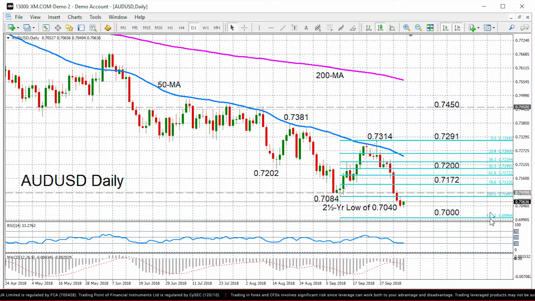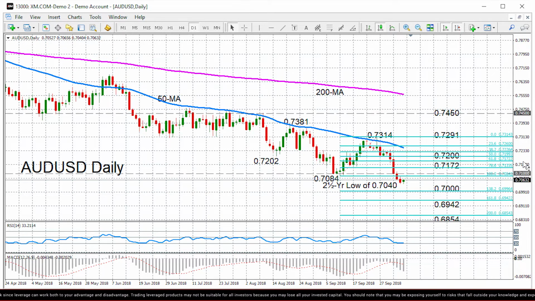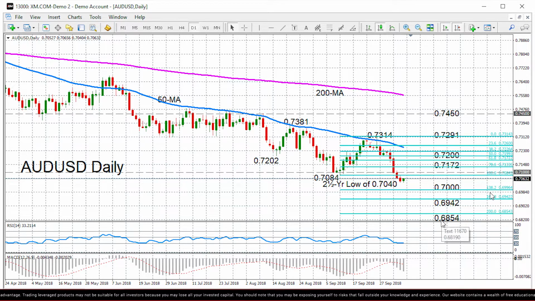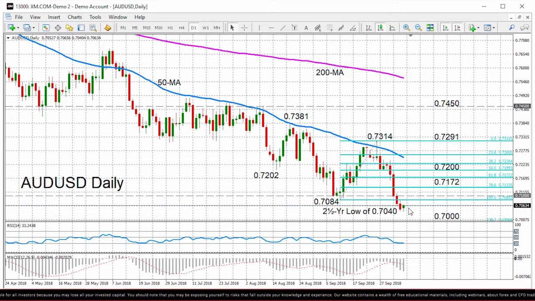That's the 138.2% Fibonacci extension of the upper leg from 0.7084 to 0.7314. Below that, we have the 161.8% Fibonacci extension at 0.6942, and further down, there's a 200% Fibonacci extension at 0.6854. And earlier today, prices did touch a two and a half year low of 0.7040. Prices have since rebounded.